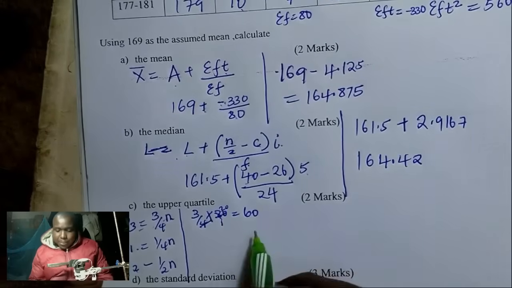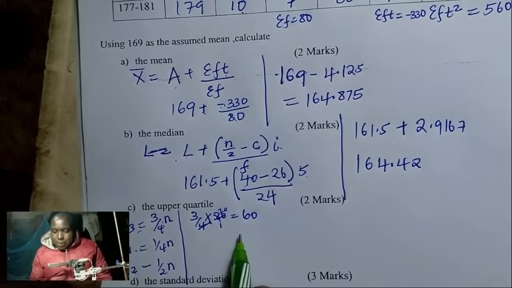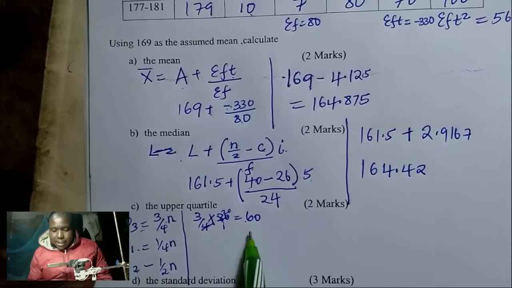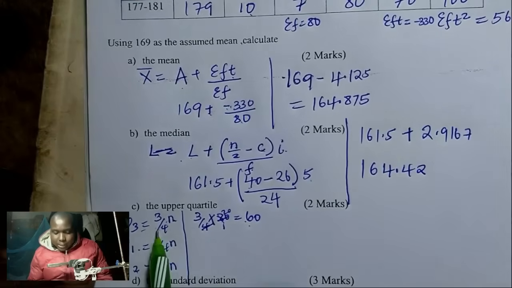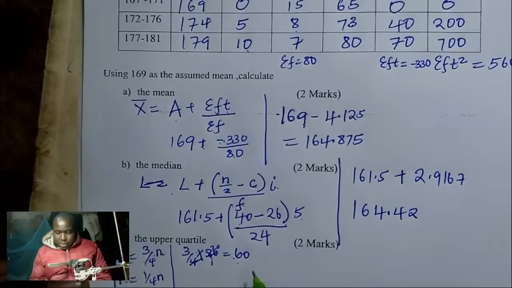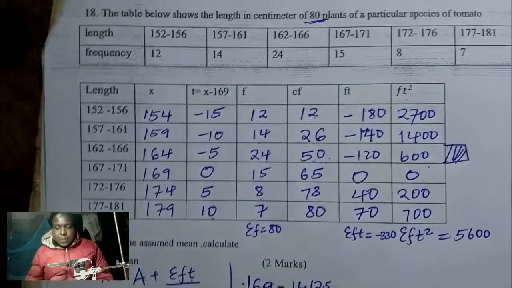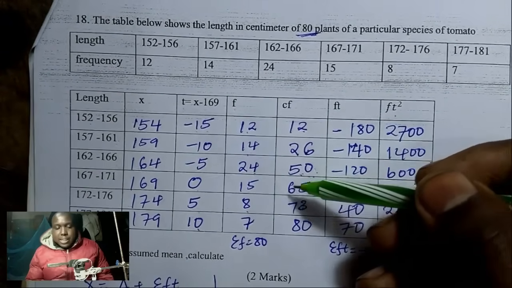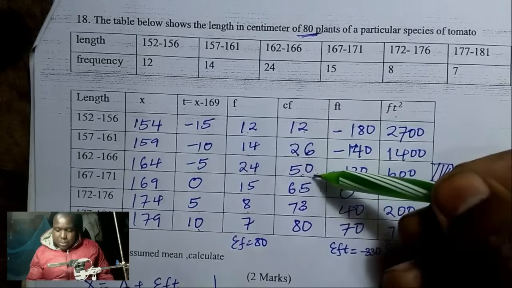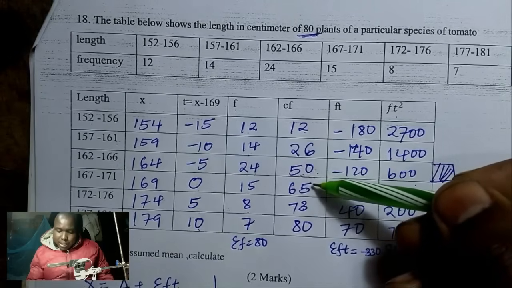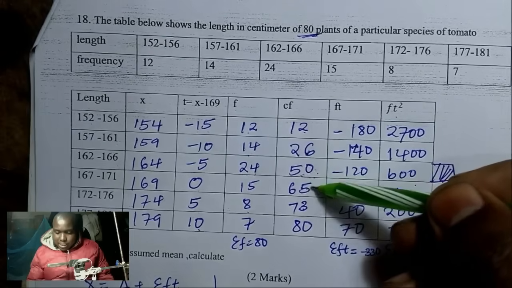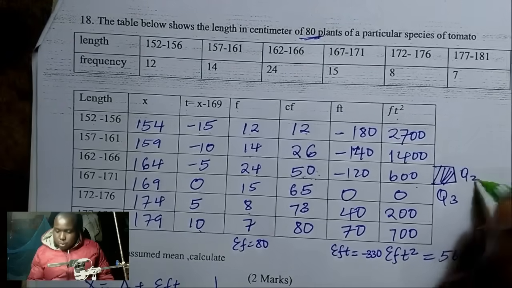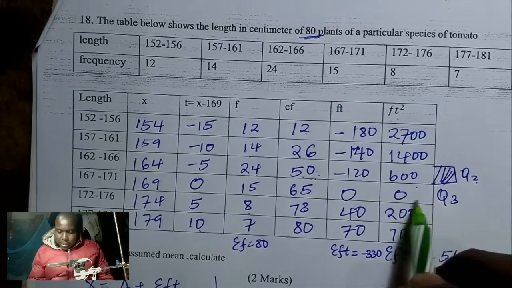So 60 is our frequency, where the cumulative frequency is 60, will give us the upper quantile class. So we come here, so it is 60. Where do we have 60 here in the cumulative frequency? You can see we don't have 60, but 60 lies between 50 and 65. So it is in this class. So this is Q3. This was Q2. Q2 is the median. So Q3 is found in this class.